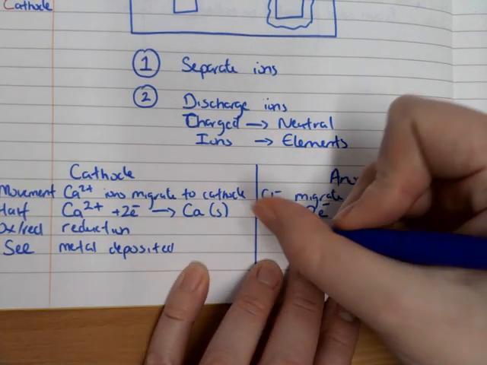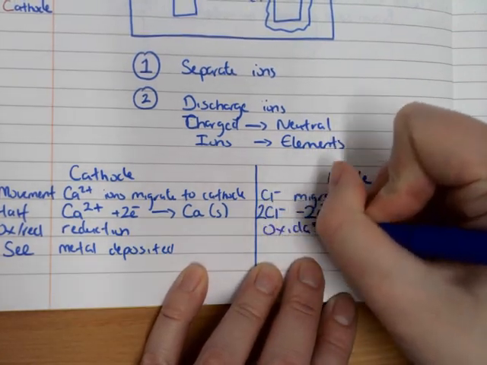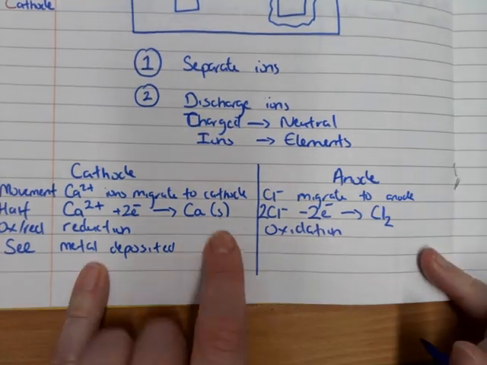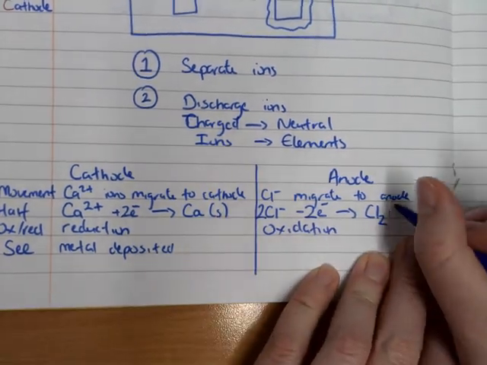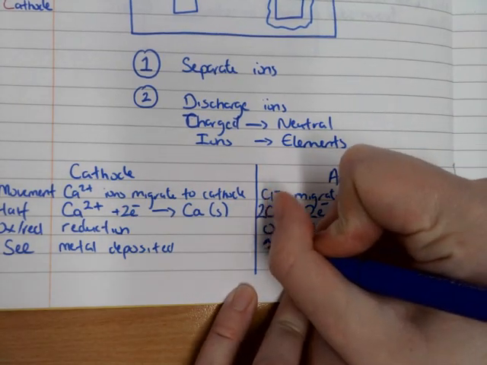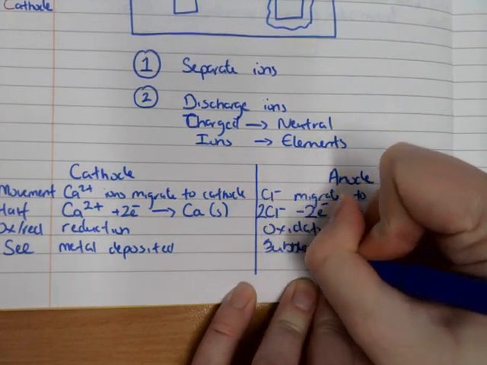Because I'm losing electrons in this case, I can say that this is oxidation. And in terms of what we'll see, calcium is a metal, so we said it's solid. Chlorine is a gas, and if you're forming a gas, you are going to see bubbles, all right?